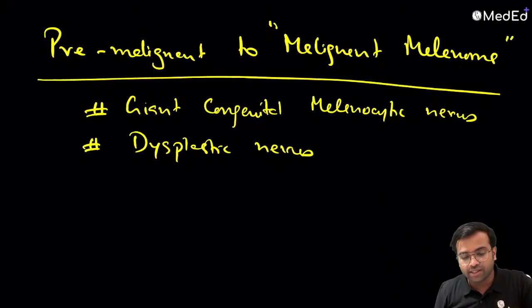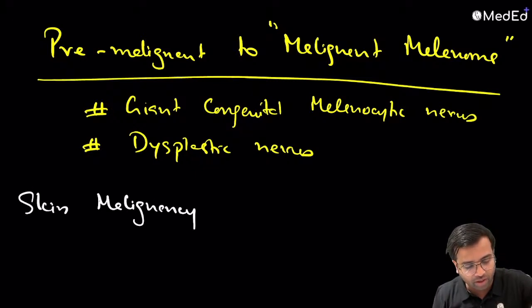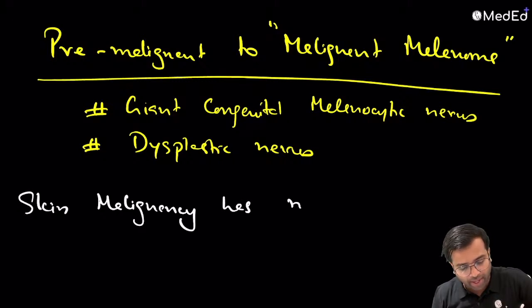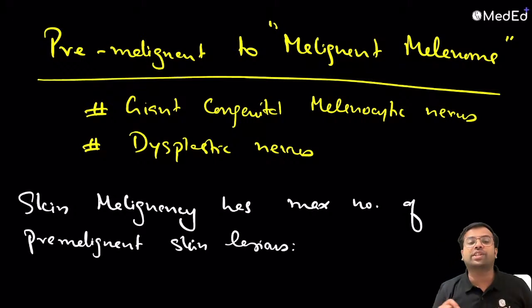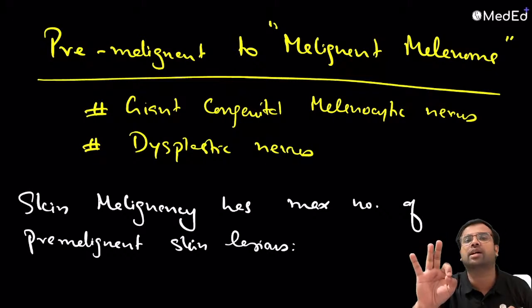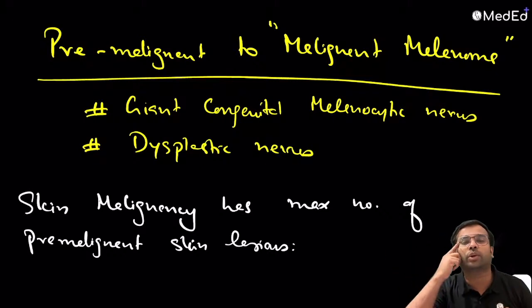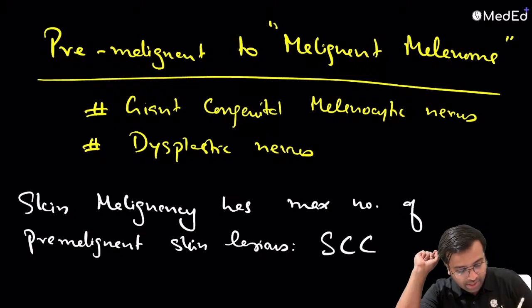Now tell me, which skin malignancy has the maximum number of pre-malignant skin lesions? Any guess? I'll give you the options: squamous cell carcinoma, basal cell carcinoma, malignant melanoma, and cutaneous T-cell lymphoma. Would you like to give any answer here? Yeah, remember, this is going to be squamous cell carcinoma.